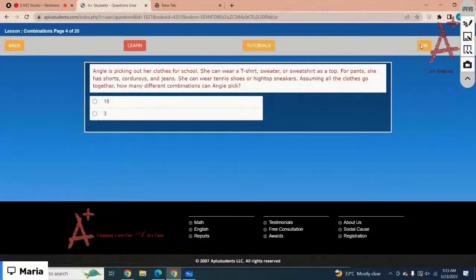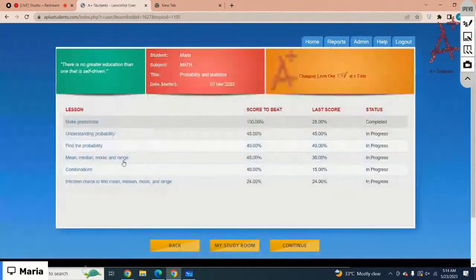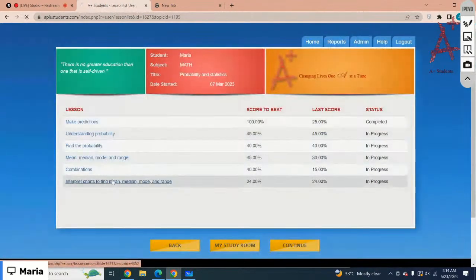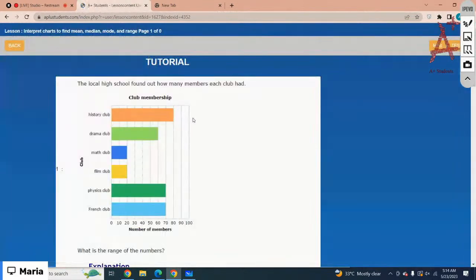Okay, you can complete the test by yourself later today. So let's just move on to the next lesson. And the next lesson is interpret charts for mean, median, mode, and range.